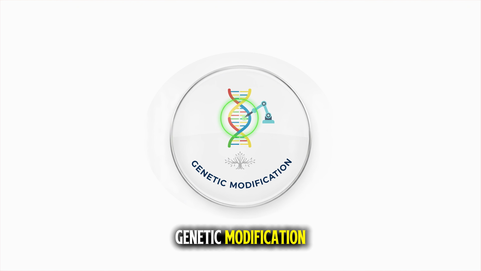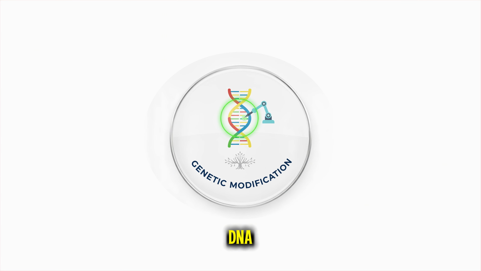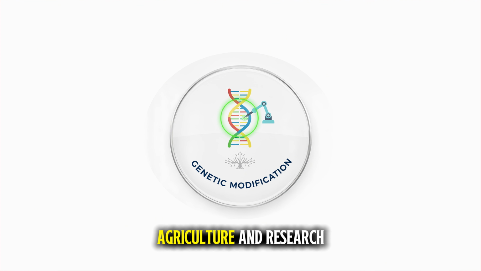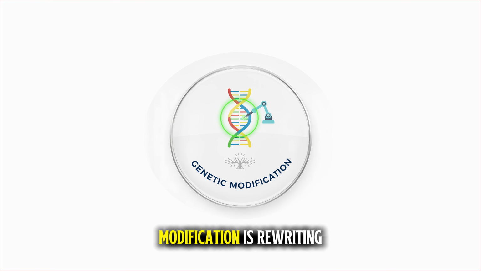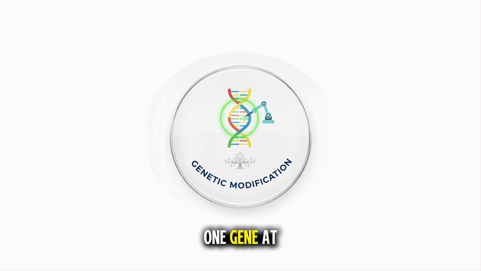Genetic modification. Genetic modification is when scientists go full editor mode on an organism's DNA, cutting, pasting, and inserting genes like they're customizing a playlist. Want bacteria that produce insulin? Done. Want crops that resist pests? Easy. We've been tweaking genes for decades, and it's revolutionized medicine, agriculture, and research. It's powerful, it's controversial, and it's definitely not going away. Some people see it as playing God, others see it as playing smart. Either way, genetic modification is rewriting the rules of biology one gene at a time.